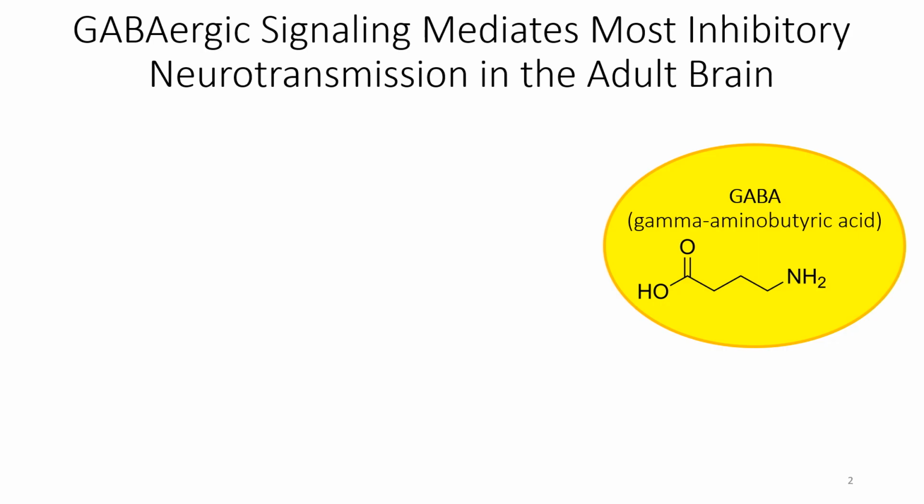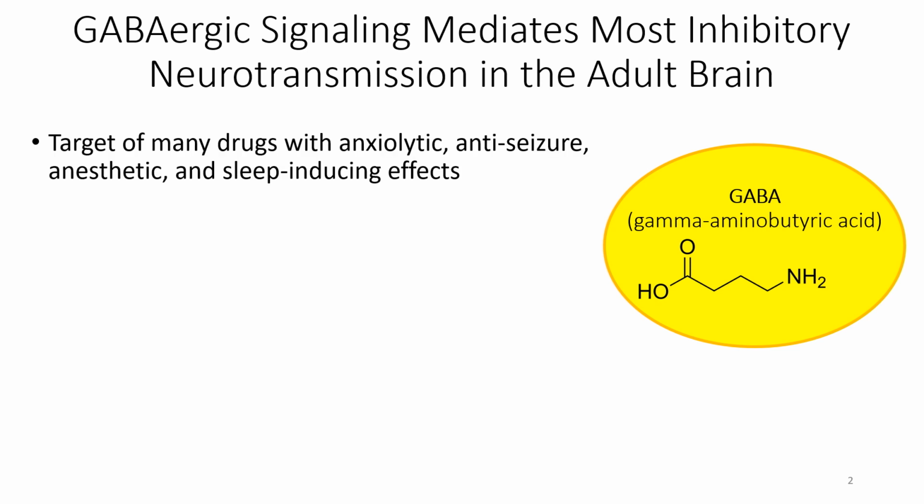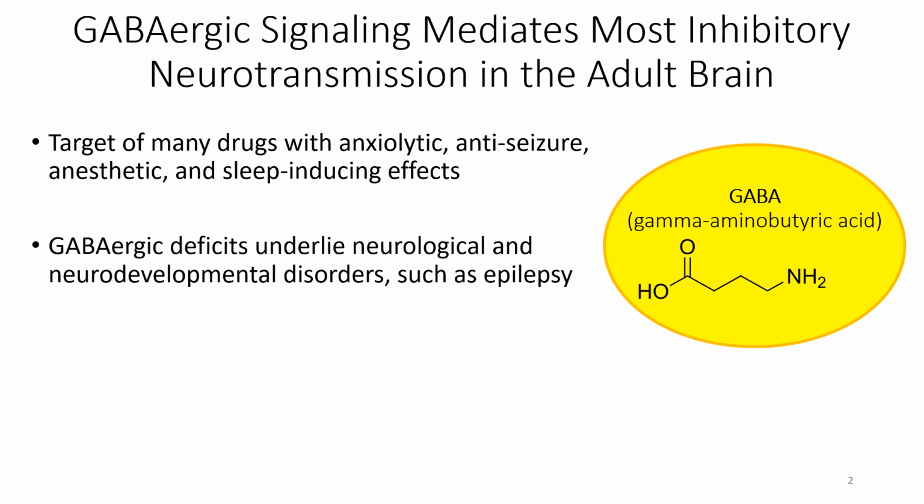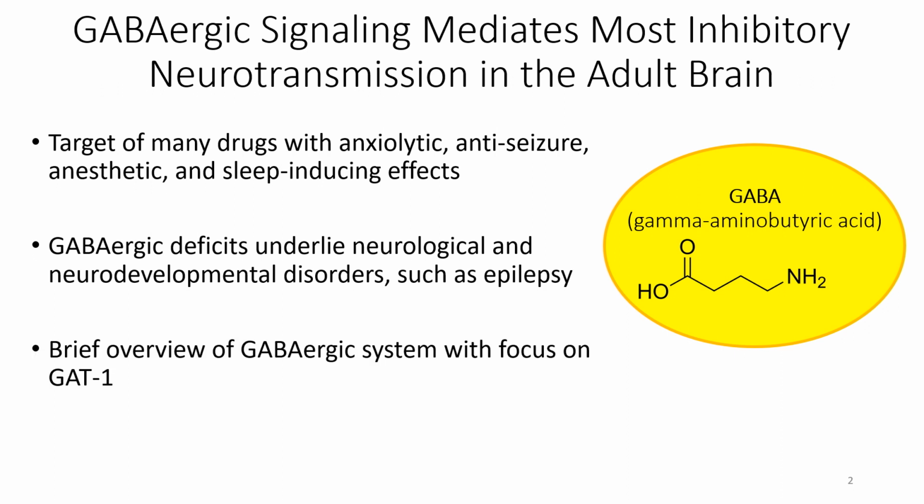So today I'd like to tell you about the GABAergic system and the role of GAT1. GABAergic signaling mediates most inhibitory neurotransmission in the adult brain, as we've talked about here. It's targeted by many drugs with anxiolytic, anti-seizure, anesthetic, and sleep-inducing effects. GABAergic deficits underlie neurological and neurodevelopmental disorders, such as epilepsy. And today, I'd like to give a brief overview of the GABAergic system, starting from a relatively basic level for people who are not scientists, with a focus on GAT1.